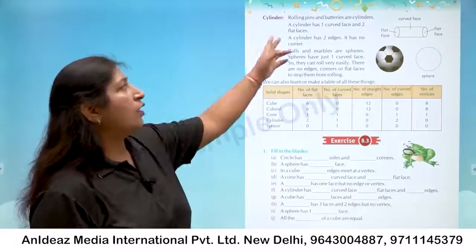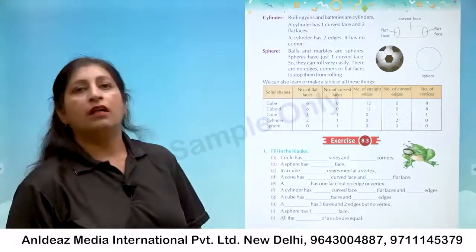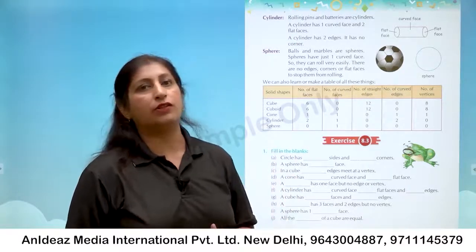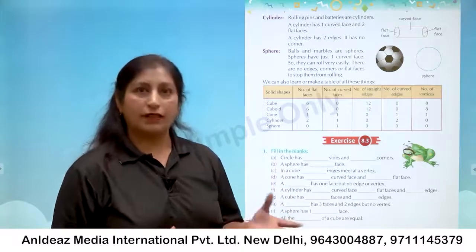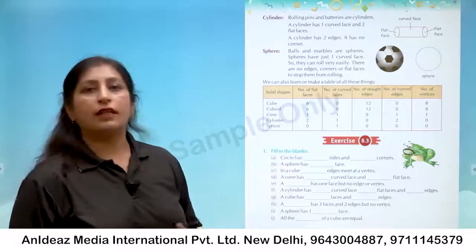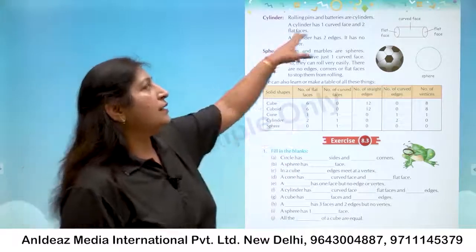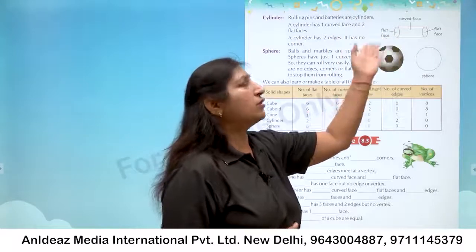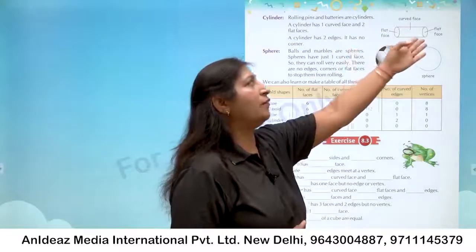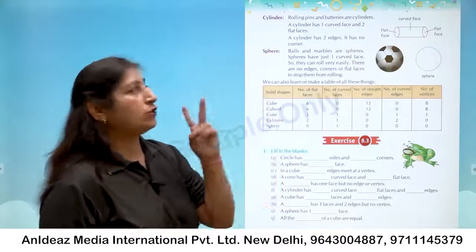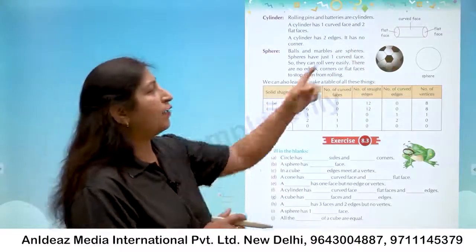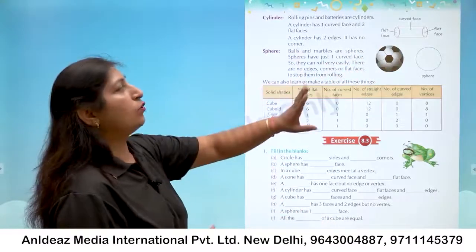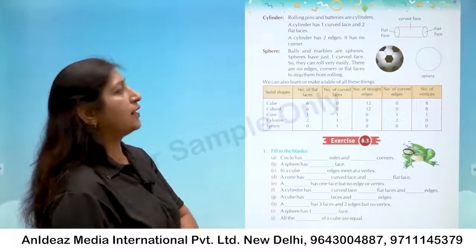Now we talk about a cylinder. You have seen a rolling pin, batteries and a gas cylinder, etc. in your daily life. These objects have a cylindrical shape. And what about its faces and edges? A cylinder has two flat faces, one at top and one at bottom. Meaning if it is in horizontal position, you can say one on the left hand side and one on the right hand side. So it has two flat faces which are in circular shape and one curved face, and it has two edges. It has no corner.